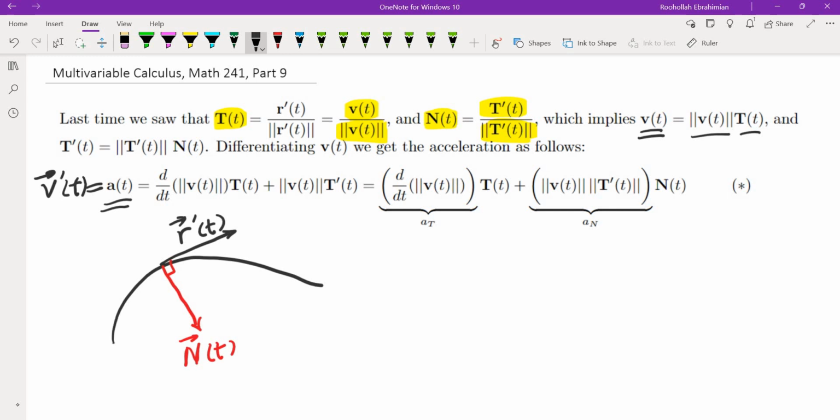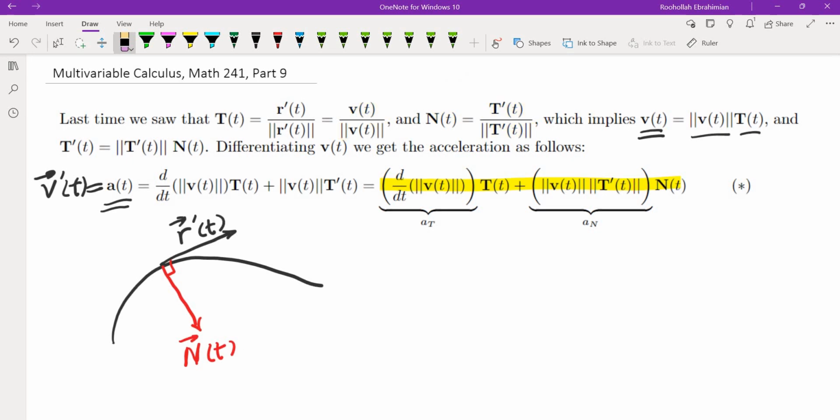Using the product rule, we get the derivative of magnitude of v times T of t, plus magnitude of v times T prime of t. Evaluating T prime of t from the second equality, we get T prime is magnitude of T prime times N of t. And if we substitute, we get this equality that we have here. So this is the equality that we obtain.